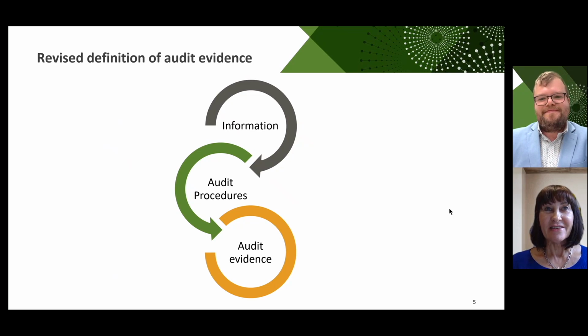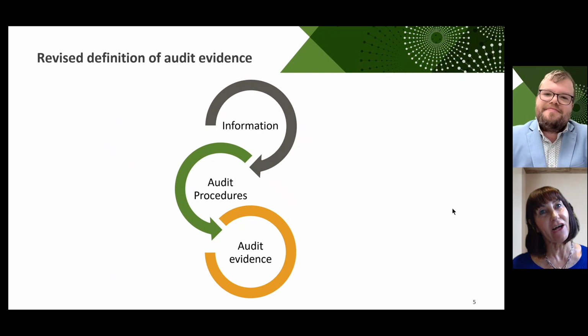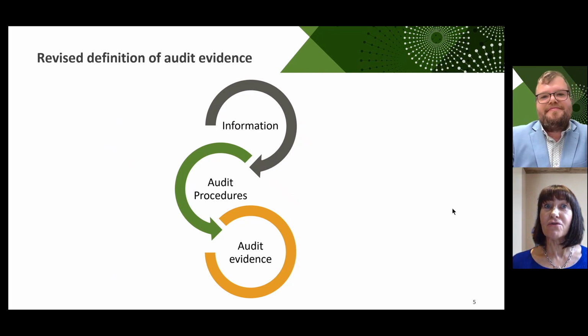Yes, Bruce, that is correct. Now, information intended to be used as audit evidence is the input, and then this information needs to be subject to audit procedures to become audit evidence, which is the output. And then the auditor uses this output to form their opinion and report.